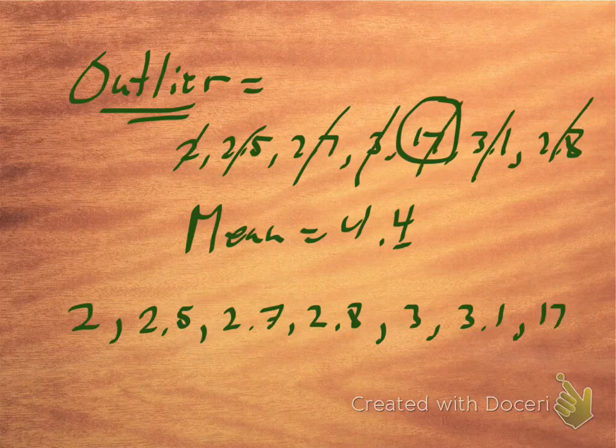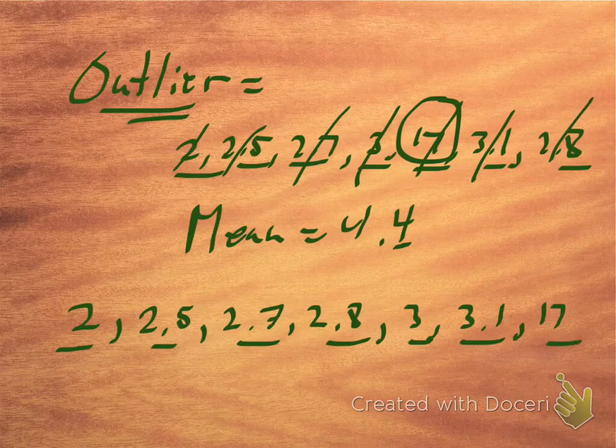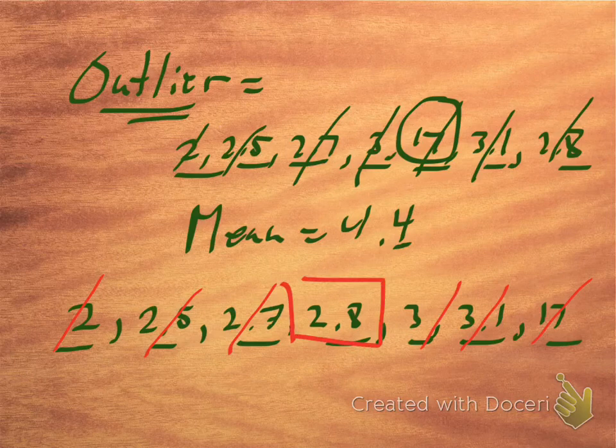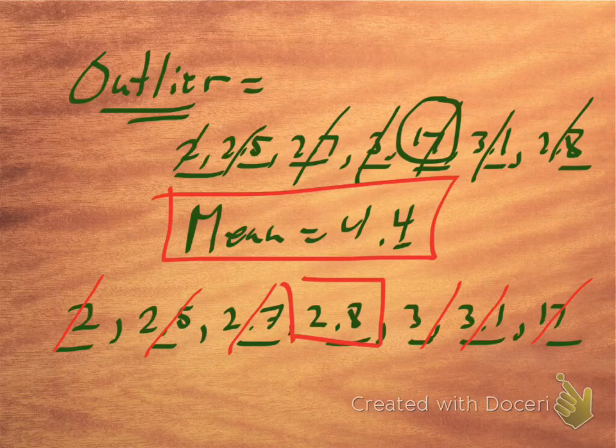Now count how many numbers I started with: 1, 2, 3, 4, 5, 6, 7. Make sure my new list has 1, 2, 3, 4, 5, 6, 7. Now if I find the median of this one, I'm going to cross out the first and last, the next 2, the next 2, and I get a median of 2.8. Now, we're going to talk a little bit about this. Which is a better measure of central tendency? In other words, which one, mean or median, is a better reflection of a typical data point?